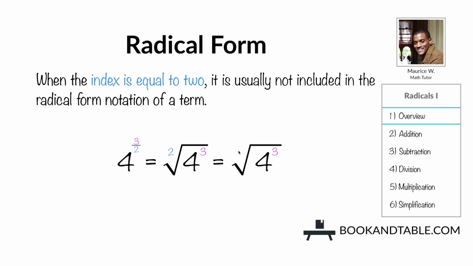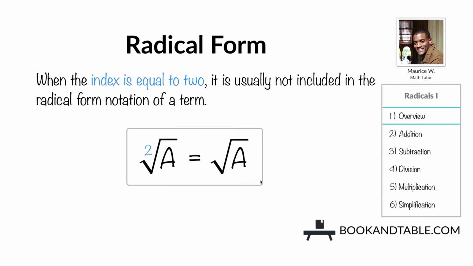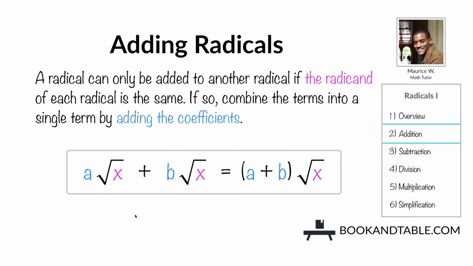When this is not shown, it is 2. And remember to go back to exponential form to help you simplify these terms. This will come up later in the video when we are simplifying the expressions, so keep this in mind. The square root of a term a is equal to the square root of a term a, whether the 2 is written or not. These two are equivalent.